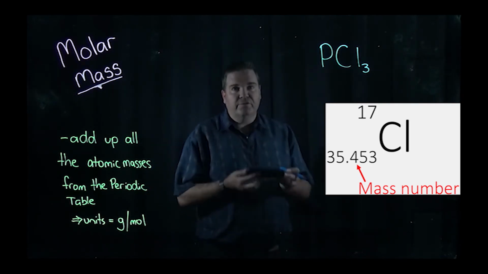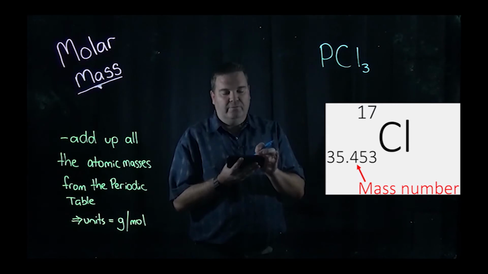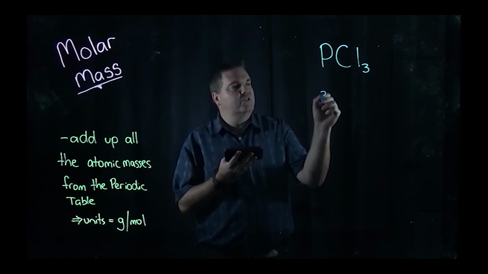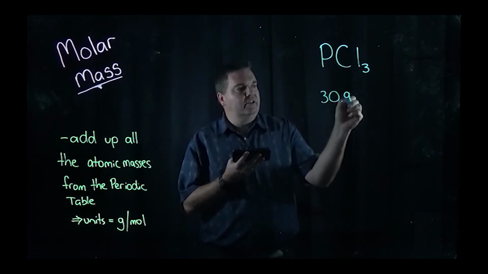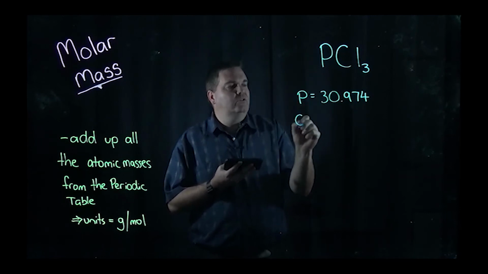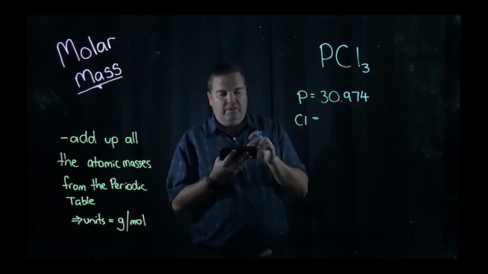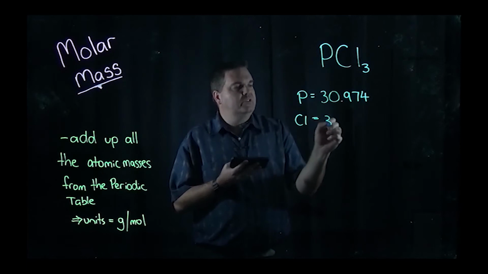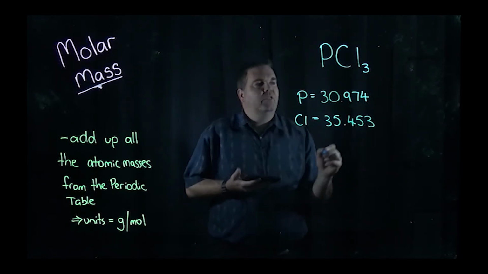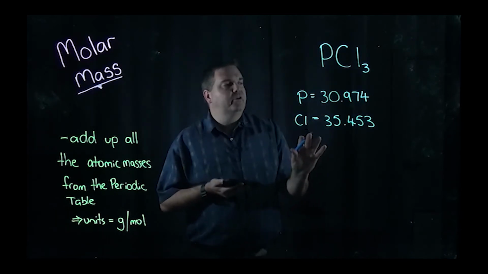For phosphorus, I'm just using a periodic table on my phone for the moment. The atomic mass for phosphorus is 30.974. And for chlorine, off the periodic table, it's 35.453. So we're just getting those off the periodic table.